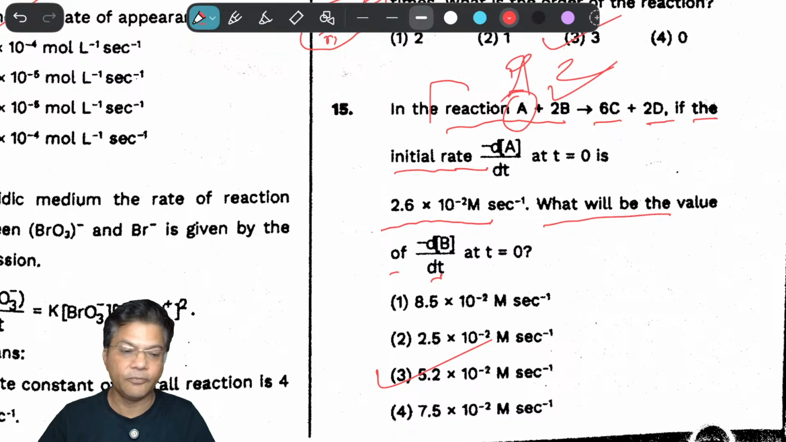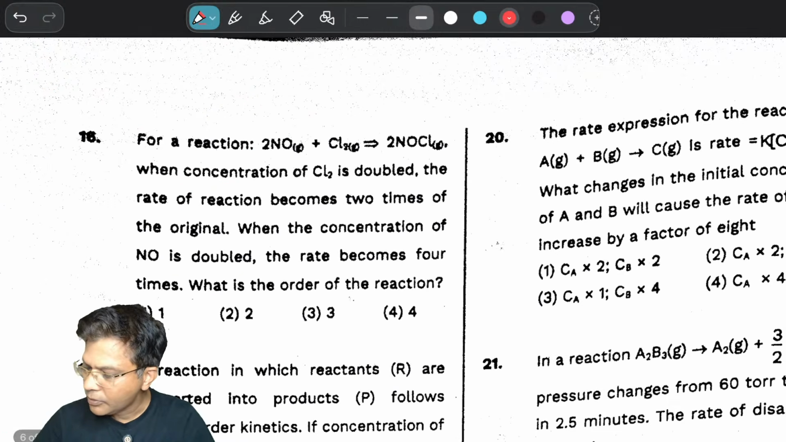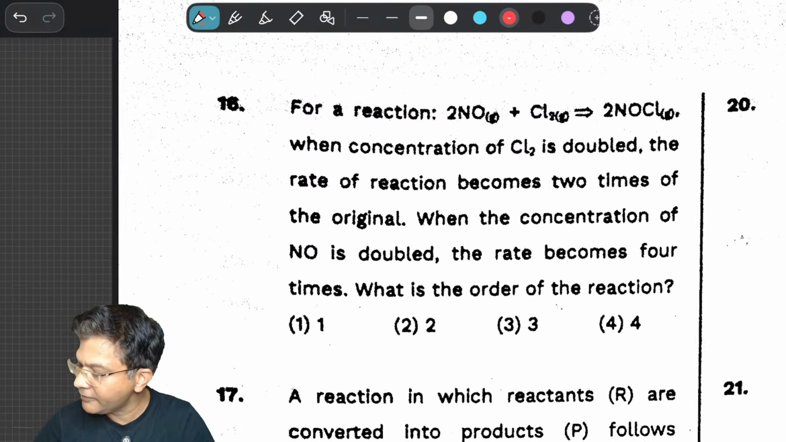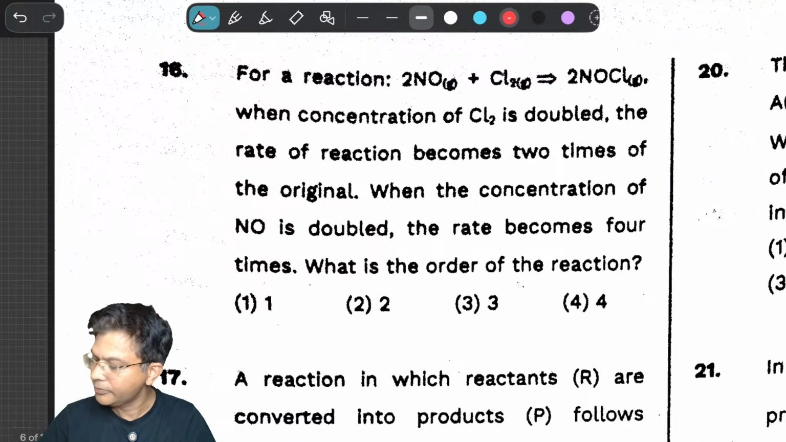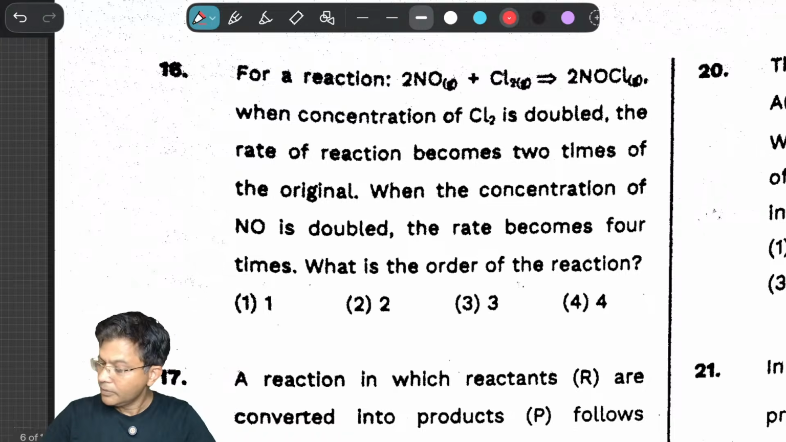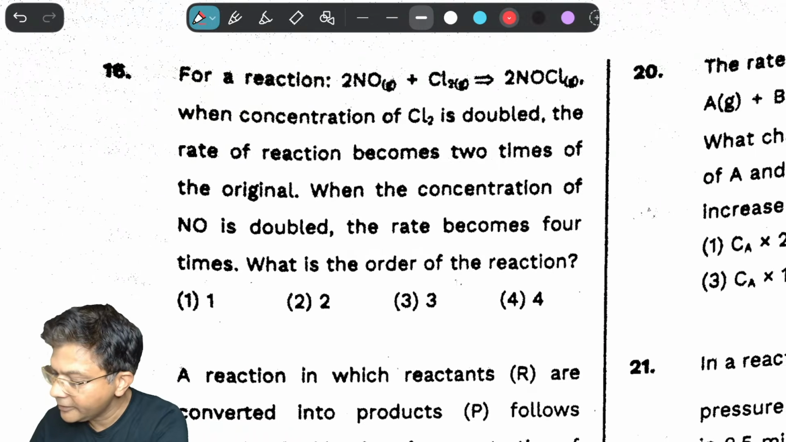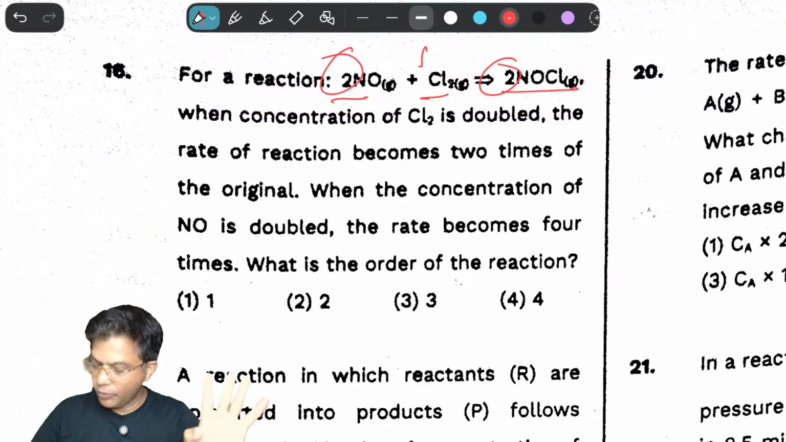Padmanabh, welcome. Now another question on your screen. Question number 16. Everyone see question number 16 on your screen. Try to do it. Quick.